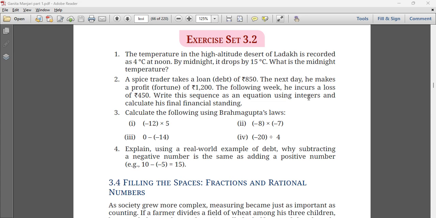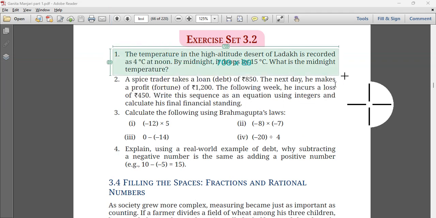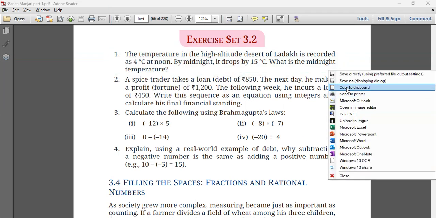In this video we are going to see the solution of the set 3.2. You know the chapter name, the world of numbers. So in this chapter we are learning about the numbers, right? In this exercise we are going to learn about the integers and its properties and operations on integers. Now we will solve exercise questions one by one. Let me start with the first question.